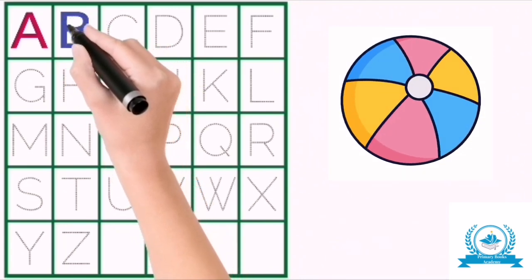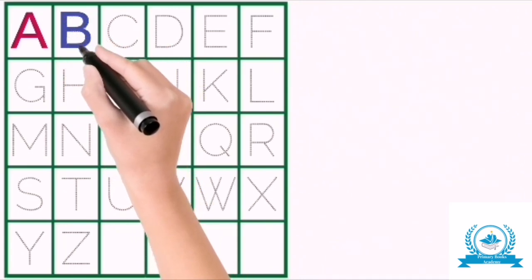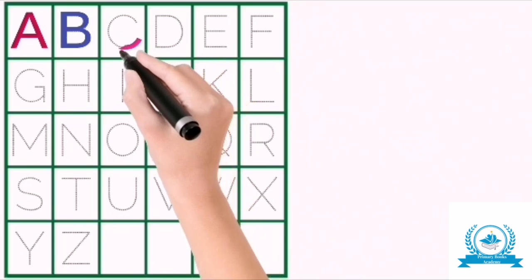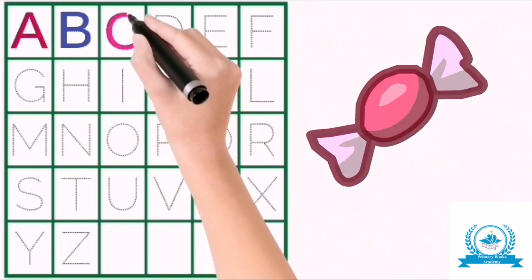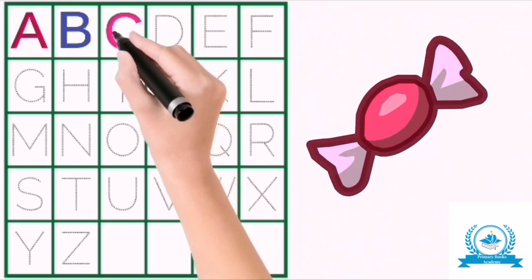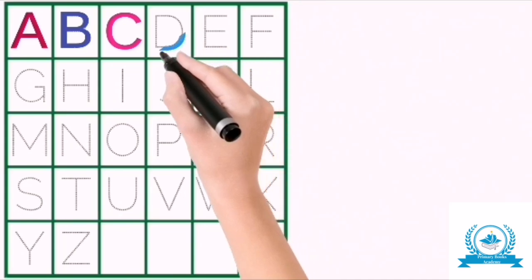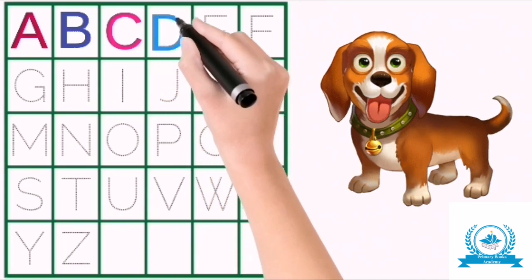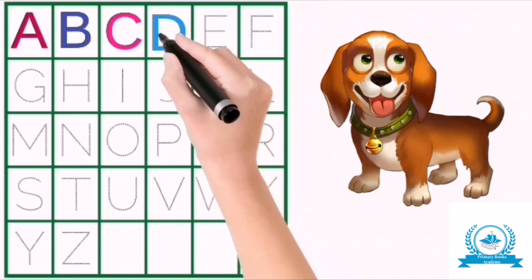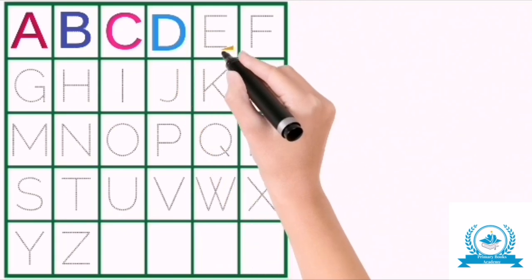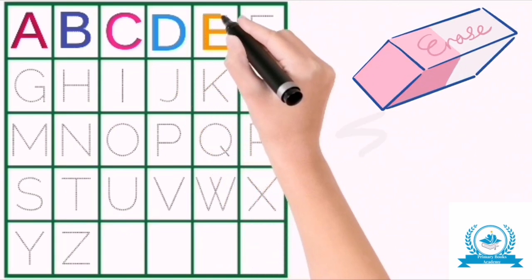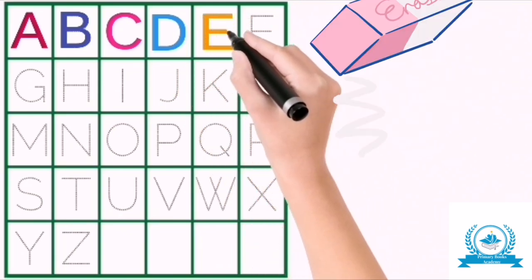B for ball. C for candy. D for dog. E for river.